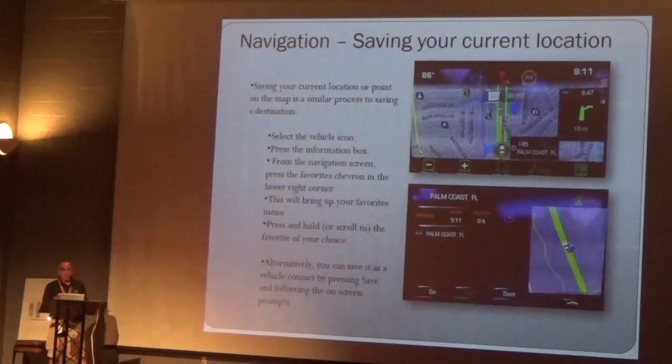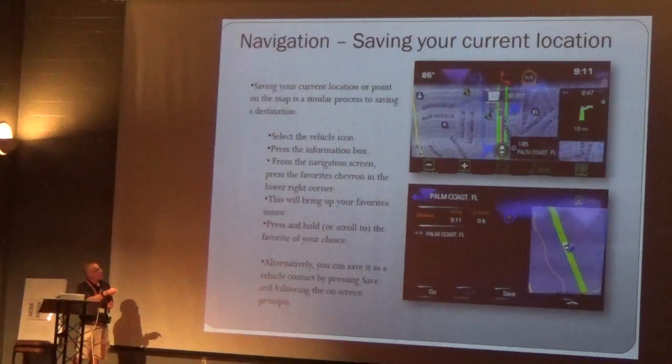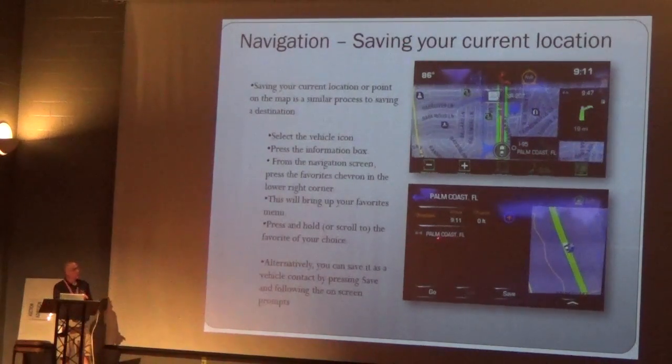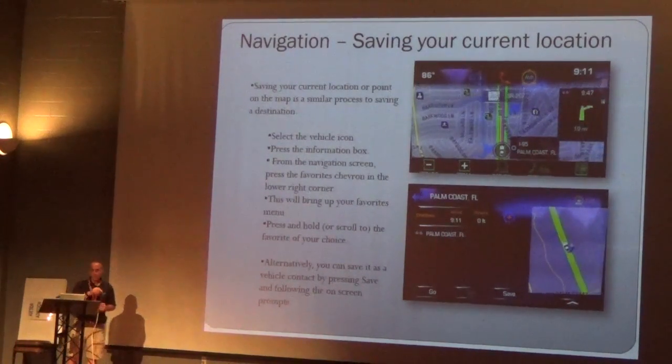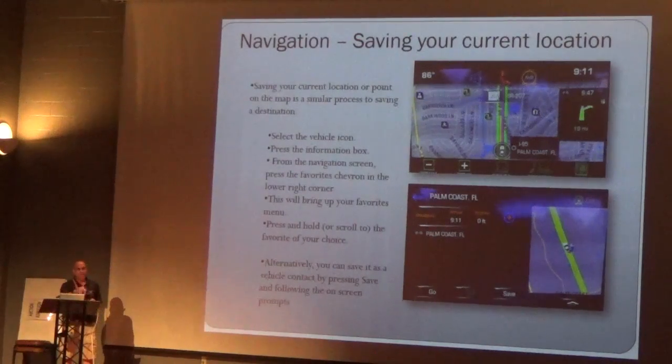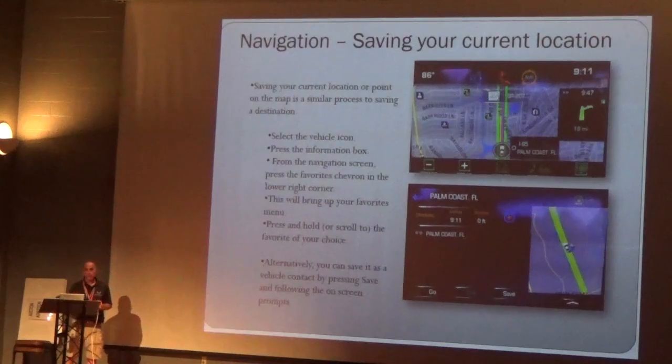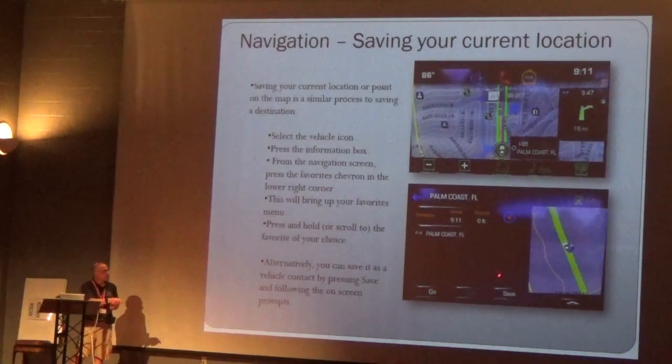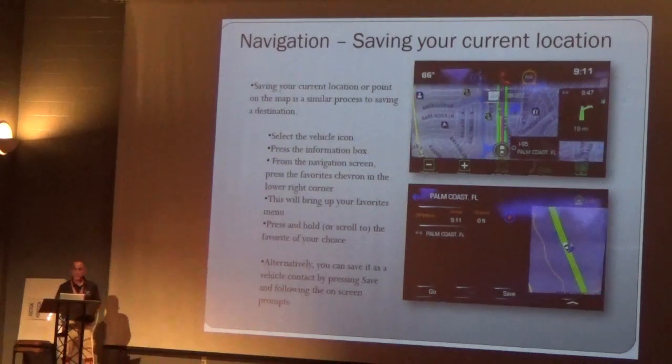If you press on the vehicle icon, it's going to bring up a dialog box. If you press on the dialog box, guess where it brings you? Go save screen. From there, you can navigate to it with the go button, or you can save it as a favorite or as a vehicle contact. You can put it on your favorites with the chevron, or you can save it to the vehicle contacts. So you can always save your current location.